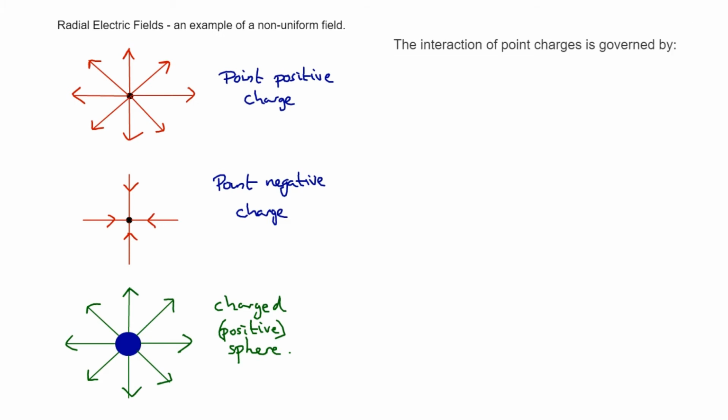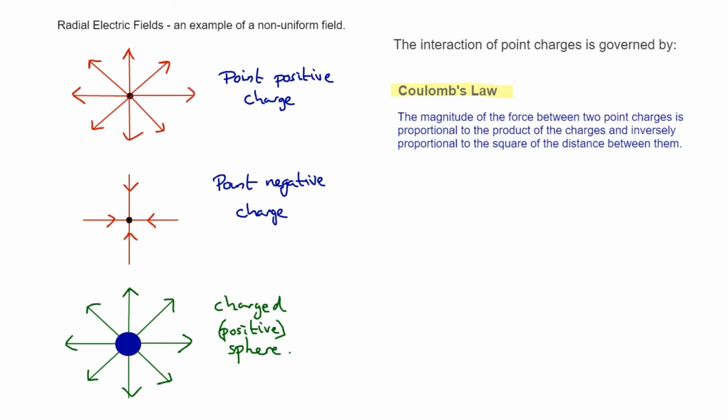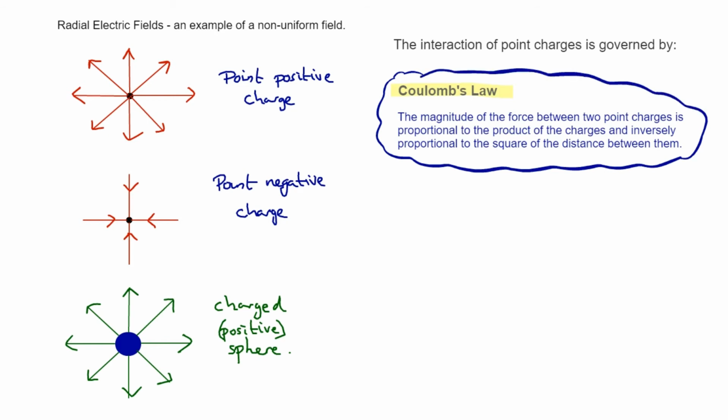Well, the interaction of point charges or charged spheres, which you can consider to be point charges, is governed by this law, Coulomb's law. And basically this was found by experiment in the old days. Well, Coulomb's law is really interesting. It says the magnitude of the force between 2 point charges is proportional to the product of the charges and inversely proportional to the square of the distance between them. So let's put a bubble around that. Very important law. Make sure you're able to state that. So let's just see what actually it means. Well, let's suppose I have 2 point charges.